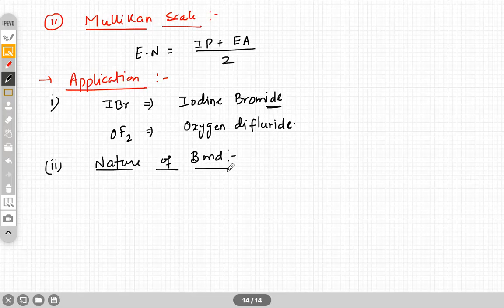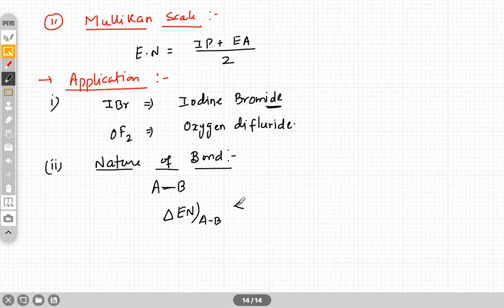Of the bond. Write down. See, in a bond, suppose we have a bond AB, write down like this notation wise. If the difference in electronegativity of AB, delta meaning change, is less than 1.7, then AB is a covalent bond.